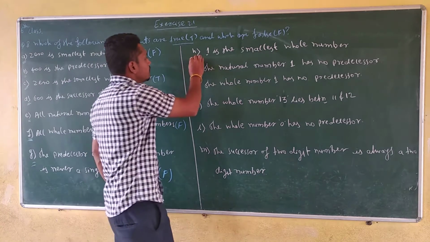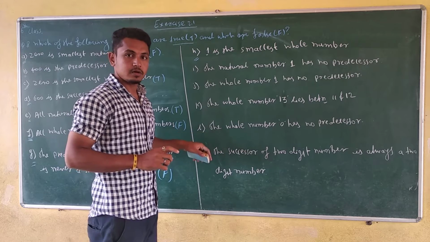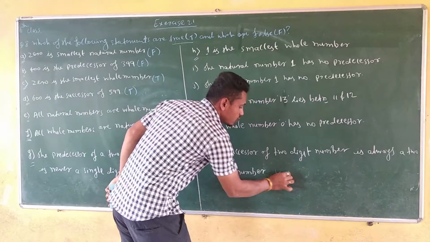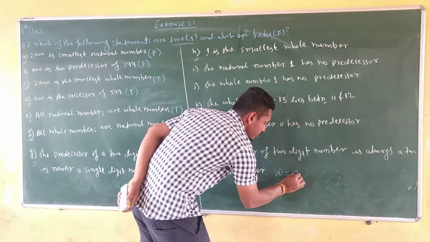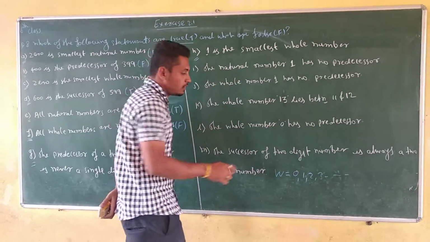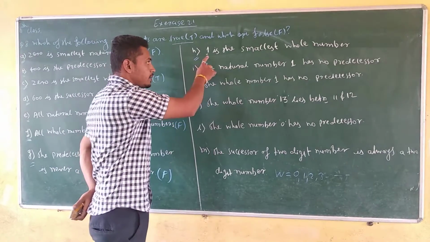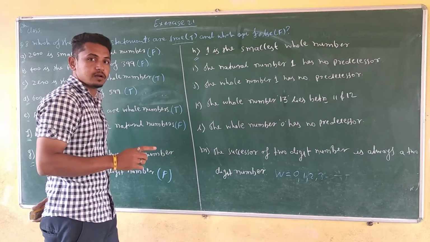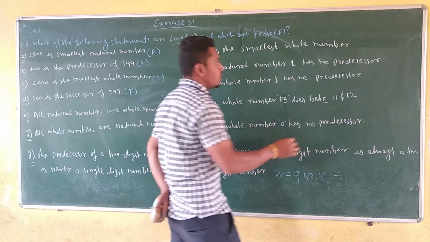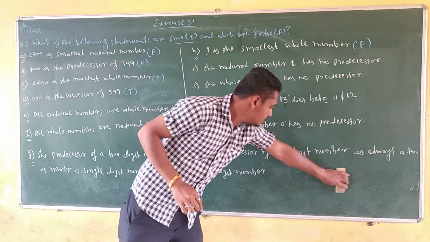Next here, 1 is the smallest whole number. I already told you what the whole numbers are. Whole numbers are denoted by W. Then what are the whole numbers? 0, 1, 2, 3, and so on. These are all the whole numbers. And which number is smaller among them? 0 is the smallest, but our statement says 1 is the smallest whole number. So this statement is true or false? Yes, this statement is false. Is it right?